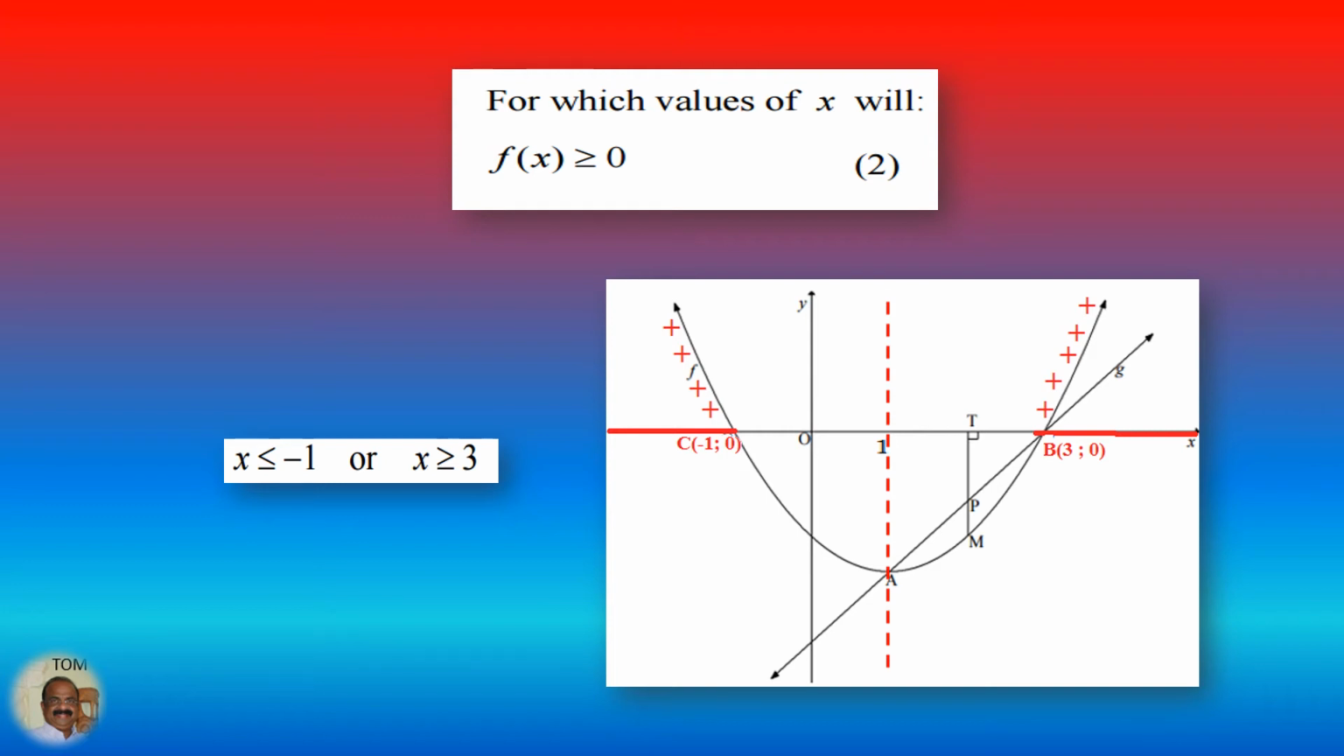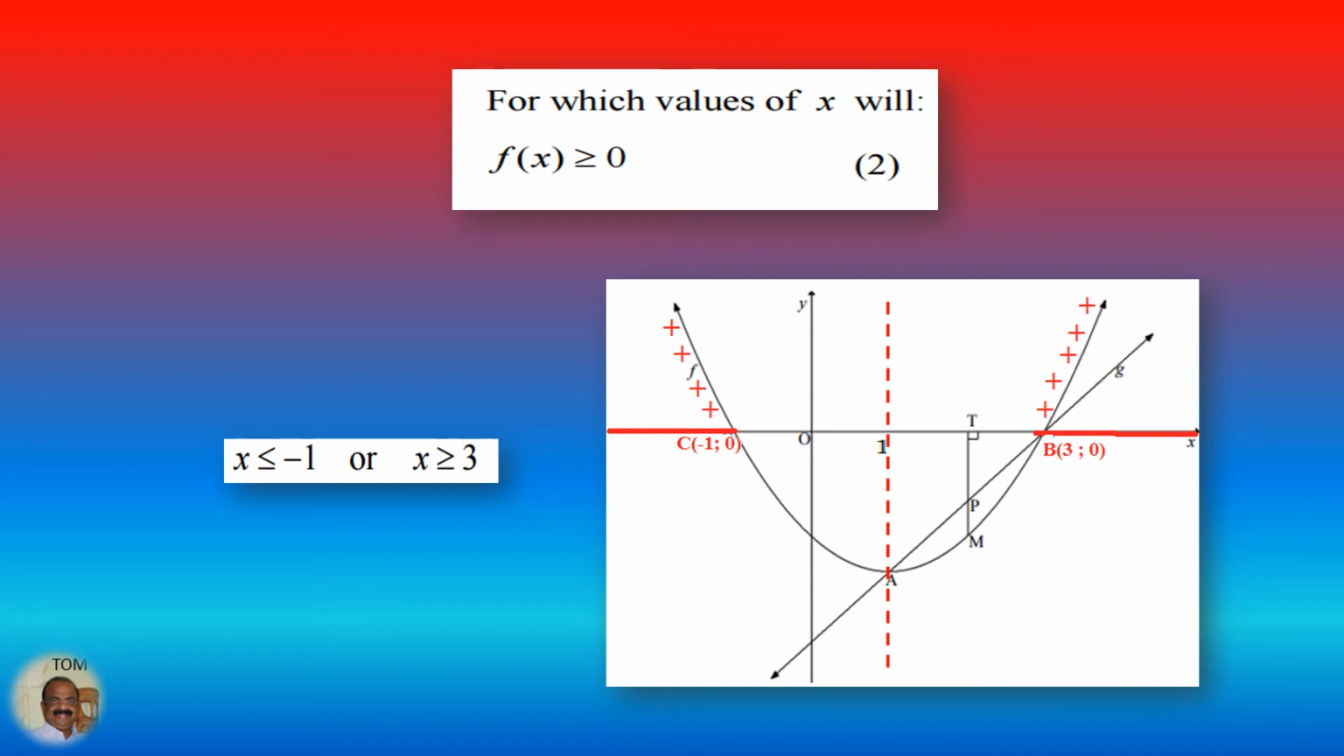So the question is to find the values of x for which f of x is positive, or where do we get the positive y value, and then we can find out the corresponding x value there. Now we notice that from minus 1 towards the left, the section of the function is positive. So x less than or equal to minus 1 is one answer.